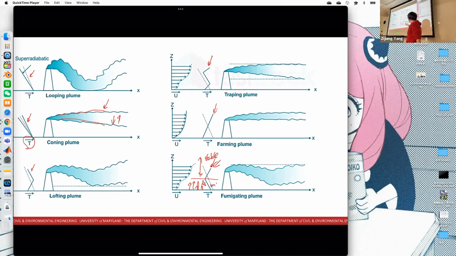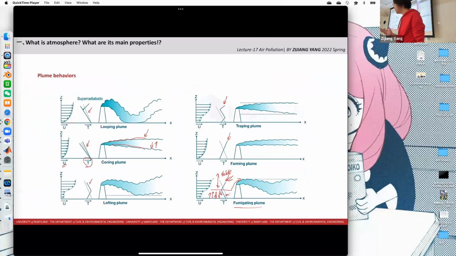And we can see, this is a plume, and this boundary refers to this boundary. Because the air is very stable in this region, the plume or the pollutant will not penetrate this boundary. So it will have some dispersion just under this cap. And this is called a fumigating plume. And again, we can use this method to analyze other situations.